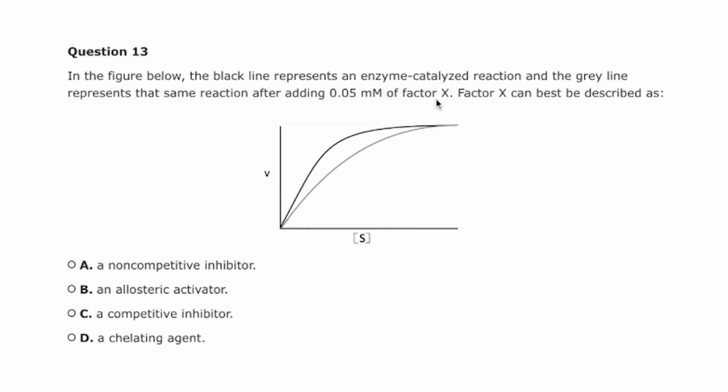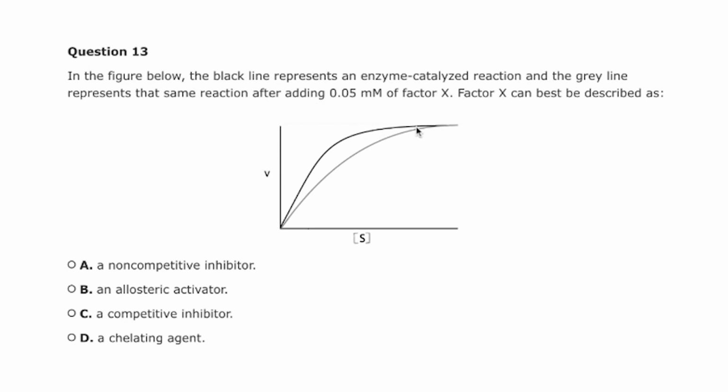So we have the figure below, the black line. I would argue that Blueprint needs to change from the black line and the gray line to the solid line and the dotted line, because these lines are pretty darn close in color to me. I'm assuming this top line is the black line. So enzyme catalyzed reaction. The gray line represents some reaction after adding the factor X. And so we get to the same point, but it just changes the curve. It looks like we get there at the same point.